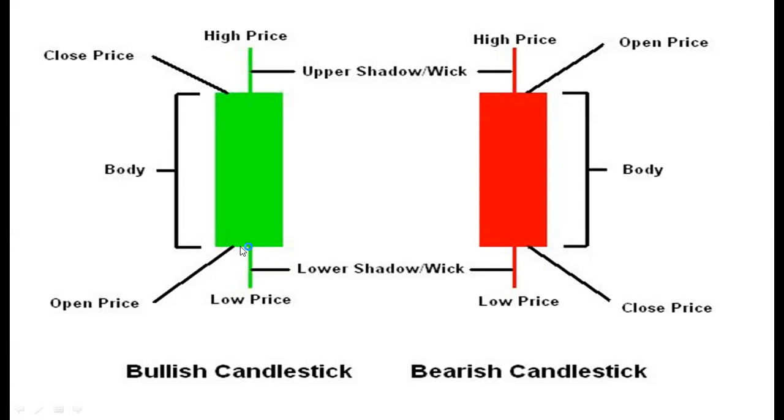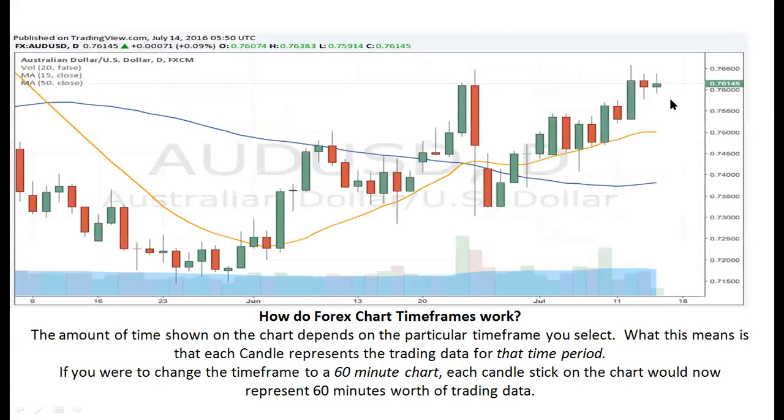Each candlestick also is measured by a period of time. So if you remember the chart, I'll show you that again. This was a day chart, right? So each candlestick represents a day of history. This could be an hour chart, and each candlestick will represent an hour of history.